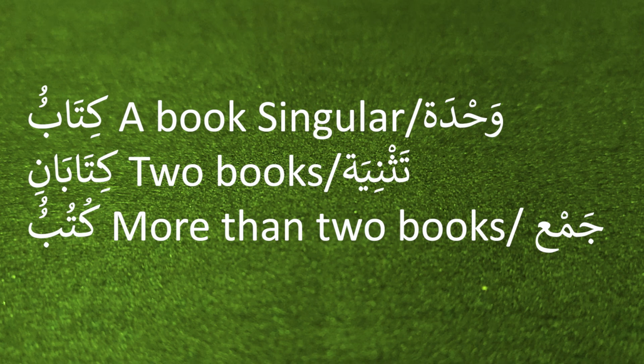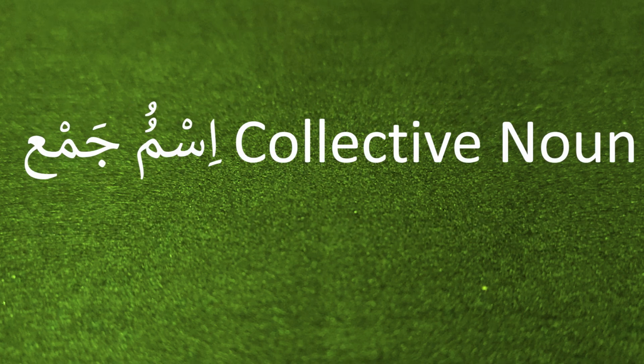Kitab, let's say kitabun is a noun. It means a book because it's singular. And then if we change it into tathniya, which are two nouns, for example, it will be kitabani, which means two books, and then kutubun, which is plural or jama'a in Arabic. Kutubun means more than two books, three books, four books, five books. Ismun jama'a means collective noun.